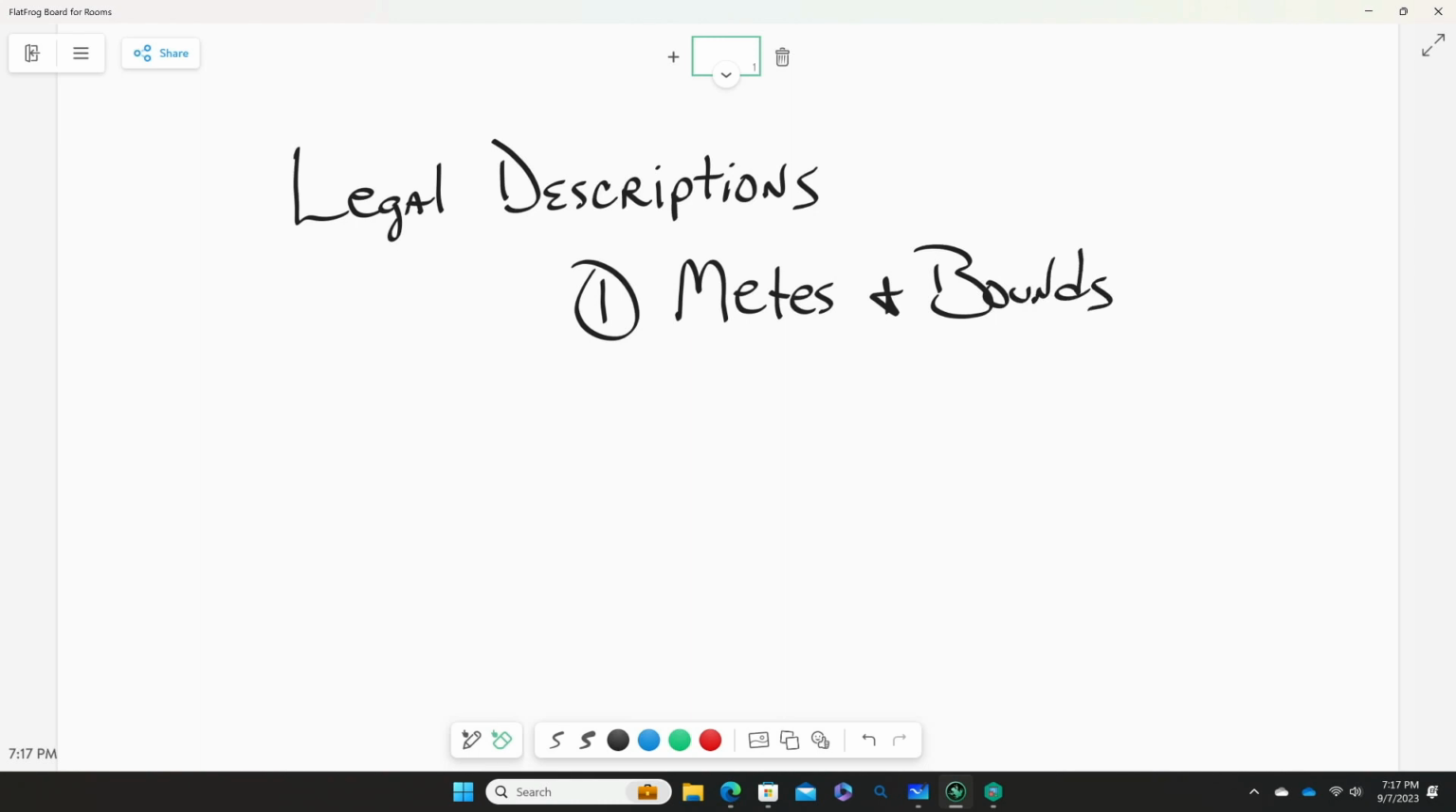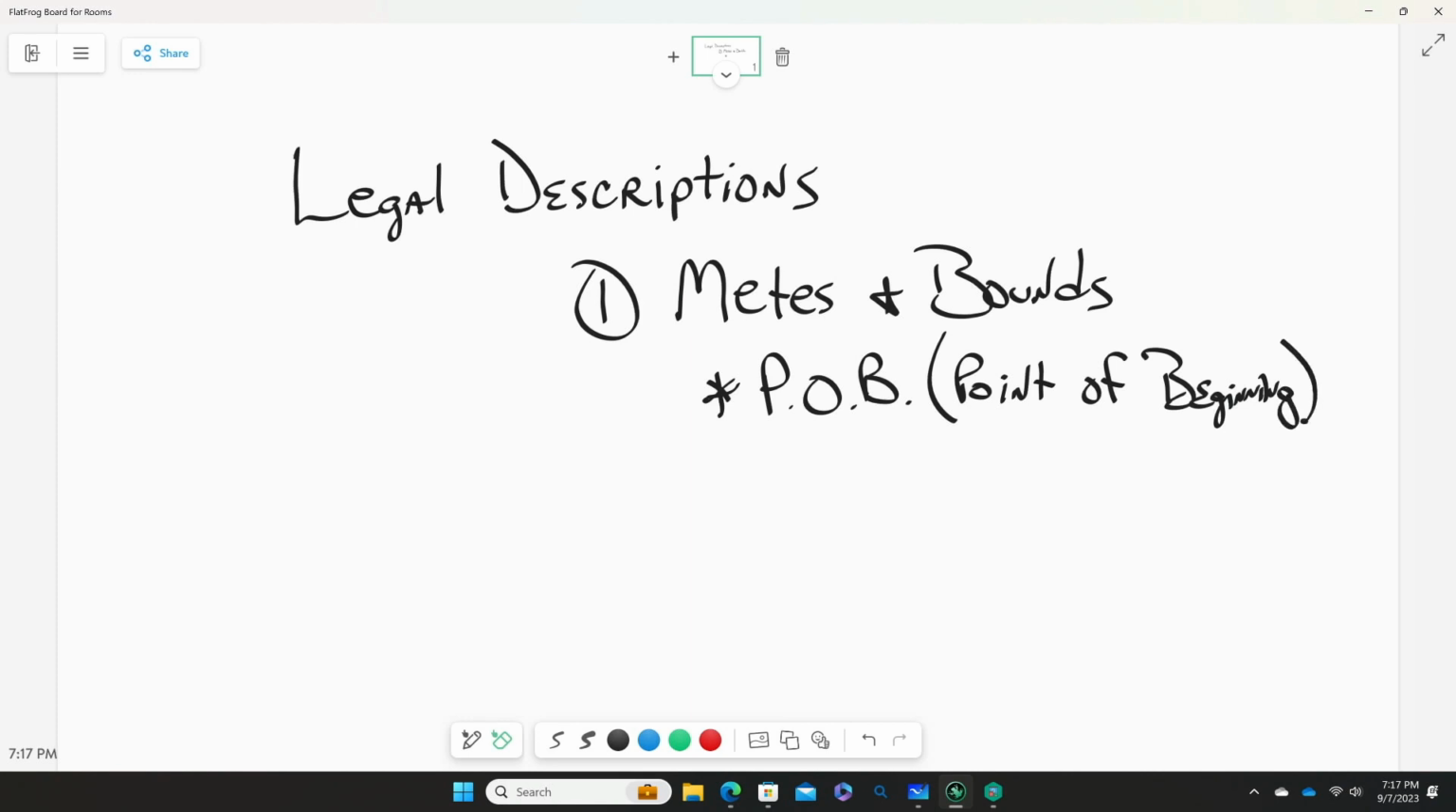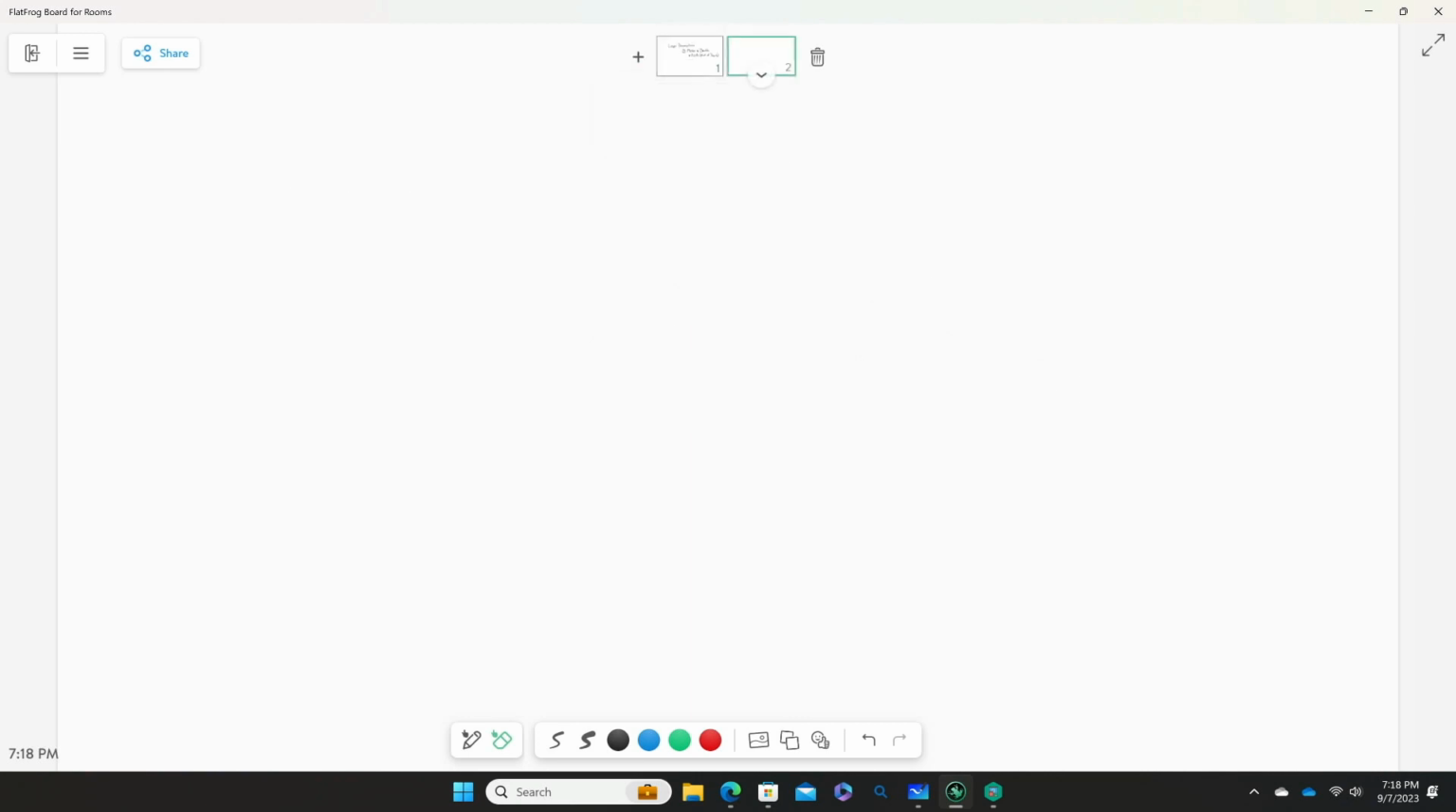Now, I'm just going to give you some points that you need to know regarding a meets and bounds legal description. First of all, we have what is called a POB. And this stands for point of beginning. What do we mean by point of beginning?